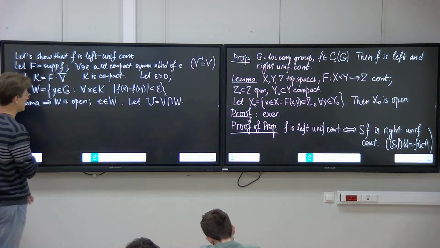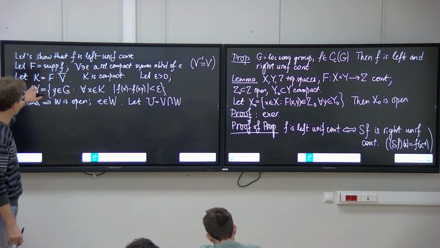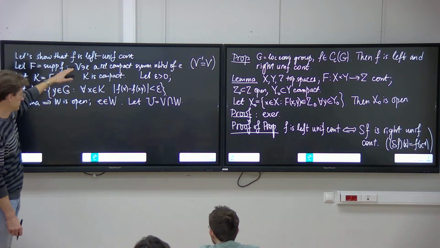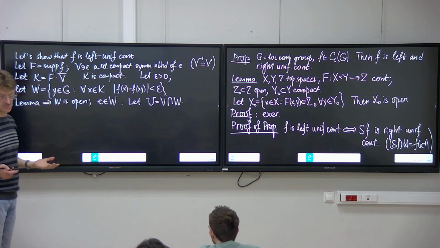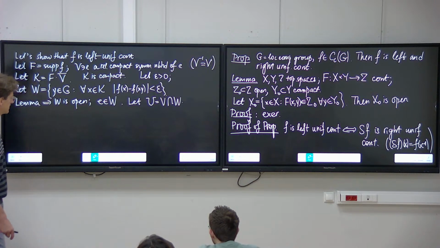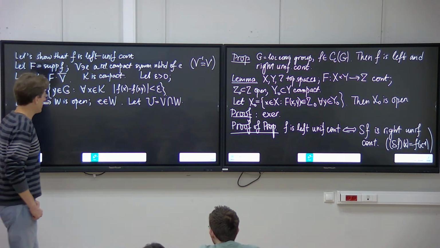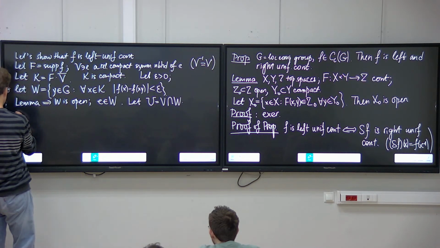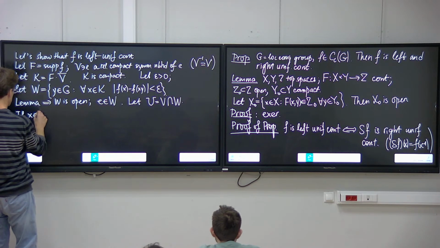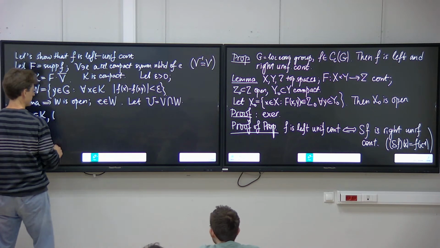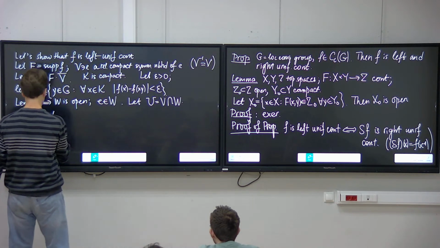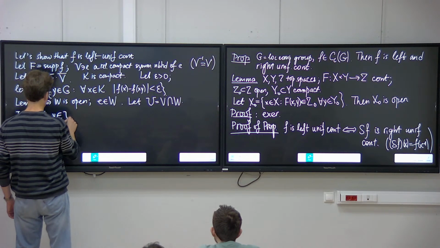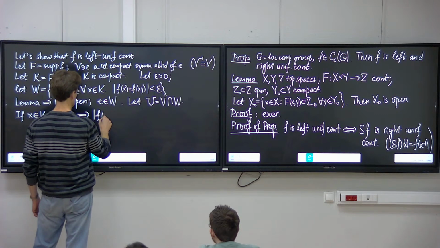Okay. So why is K compact? K is compact because, well, F is compact. The closure of V is also compact just by construction, and the multiplication is a continuous map. So the continuous image of a compact set is compact. First of all, if x belongs to K and y belongs to U, then we obviously have the following inequality.